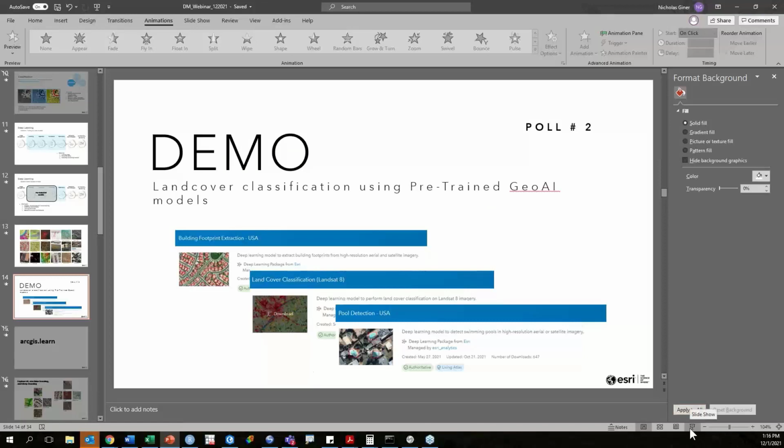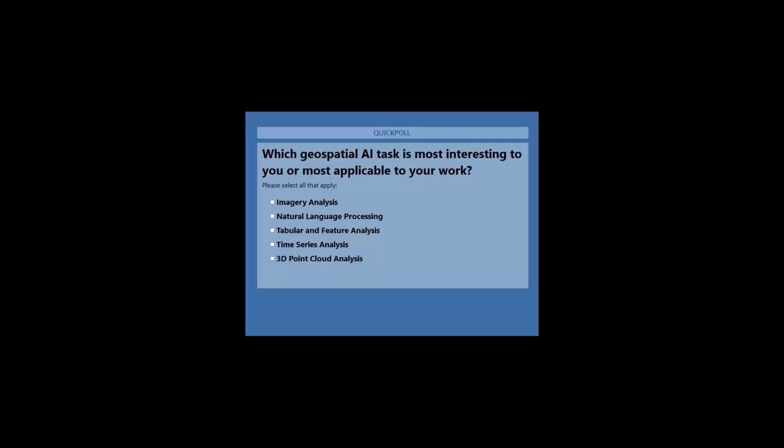So at this time, let's hop into our second poll and get a little bit of understanding of what you're interested in when it comes to AI tasks. Poll number two, please. Which geospatial AI task is most interesting to you or most applicable to your work? And you can pick more than one there. Imagery analysis, natural language processing, tabular and feature analysis, time series analysis, or 3D point cloud analysis. All very interesting things to do.